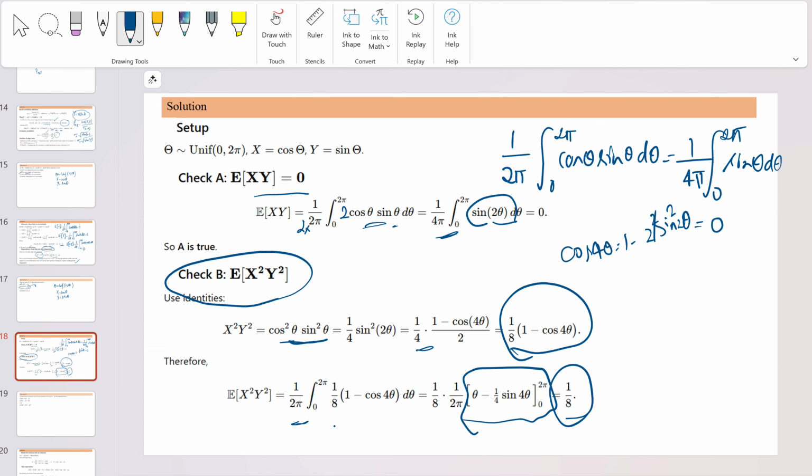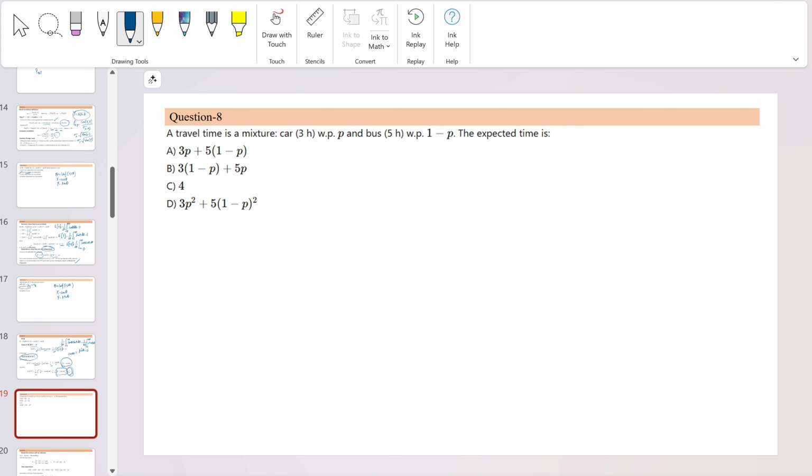Simply, 1 upon 2 pi, integral 0 to 2 pi, 1 by 8 (1 minus cos 4 theta) d theta is equal to 1 by 8 dot 1 upon 2 pi, [theta minus 1 by 4 sin 4 theta], from 0 to 2 pi, which equals 1 upon 8. Okay, try to solve this problem.